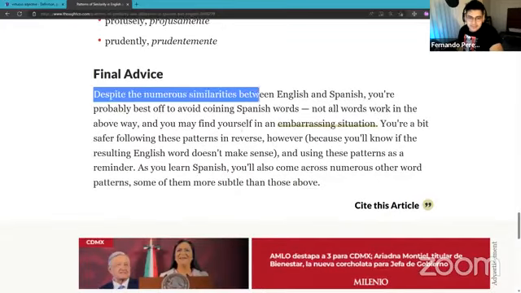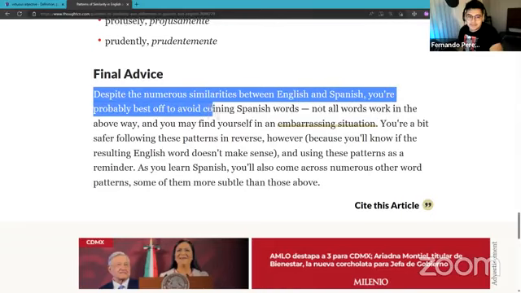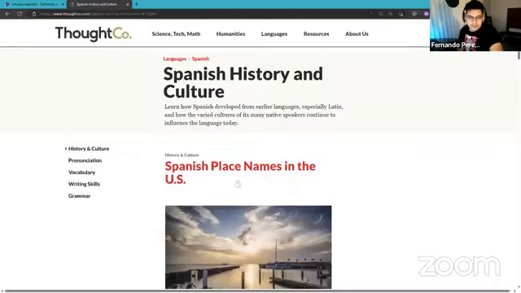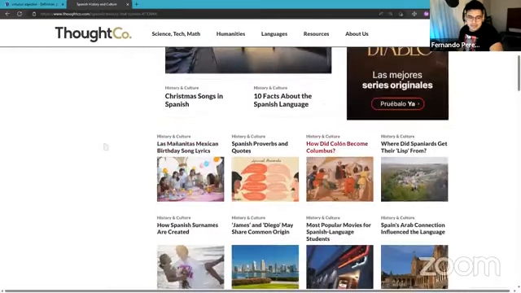Despite the numerous similarities between English and Spanish, you are probably best off to avoid coining Spanish words. Not all the words work in the above way, and you may find yourself in an embarrassing situation. You're a bit safer following these patterns in reverse, because you'll know if the resulting English word doesn't make sense, and using these patterns as a reminder. As you learn Spanish, you'll also come across numerous other word patterns, some of them more subtle than those above. But I want to know the embarrassing situation, that's the important part.